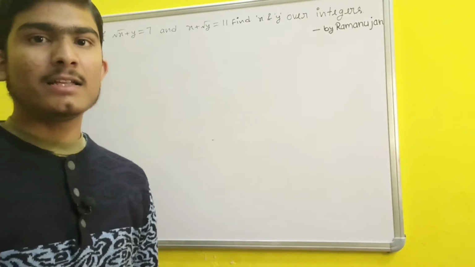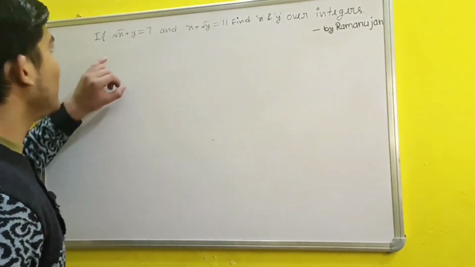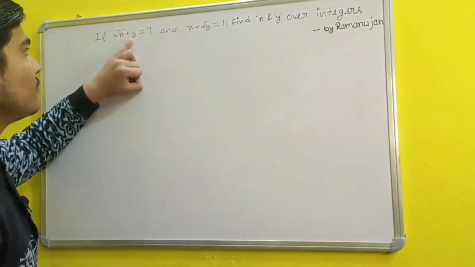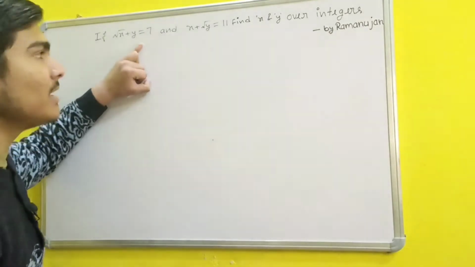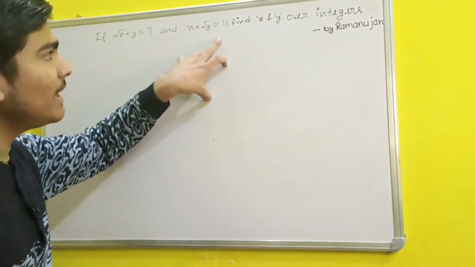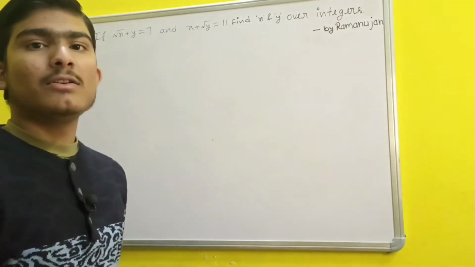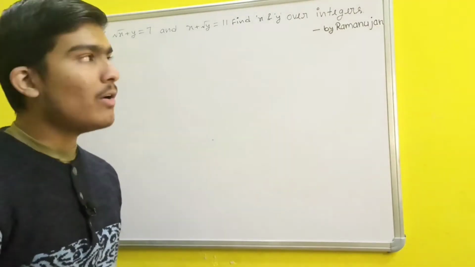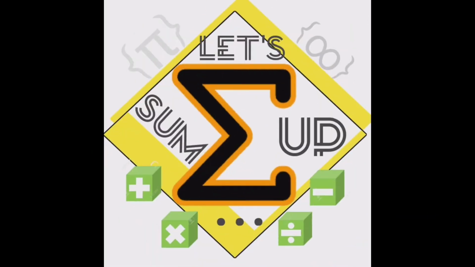So we can see the problem says that square root x plus y equals 7 and x plus square root y equals 11. We have to find the values of x and y over integers.